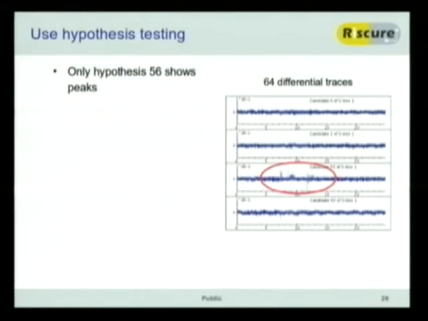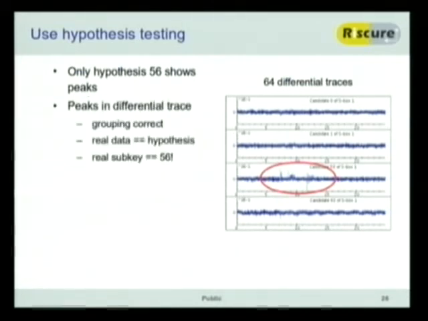What we see is that there's actually one key candidate where we see these peaks. Now, what does this mean? If we see peaks, that means that we've done the grouping correct in the differential trace. And if we've done the grouping correct, that means that the real data actually must match our hypothesis, which means that we know the subkey for this.